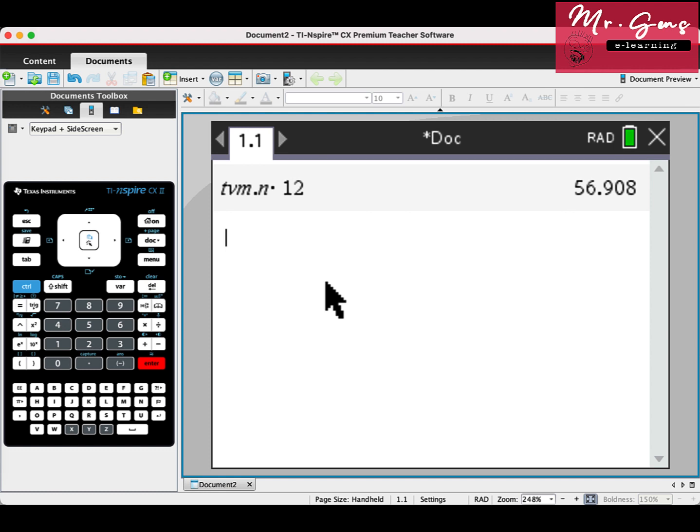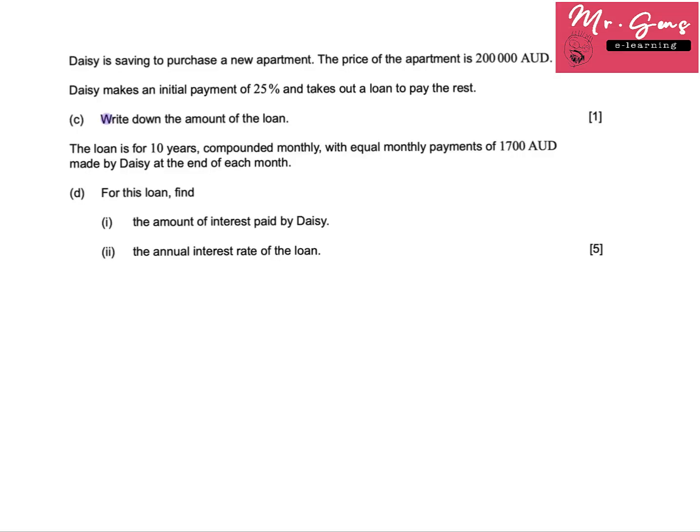The rest of the question is about loans, so it's only for Applications students. Analysis students, you can stop here. So we need to find the loan. It's a write-down. Pay attention to the command terms and the points, so don't spend extra time.